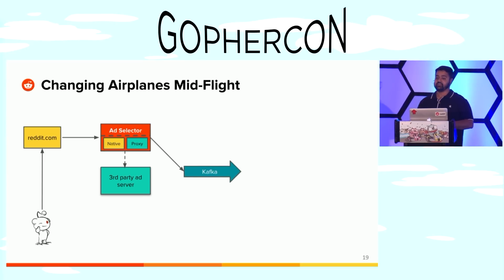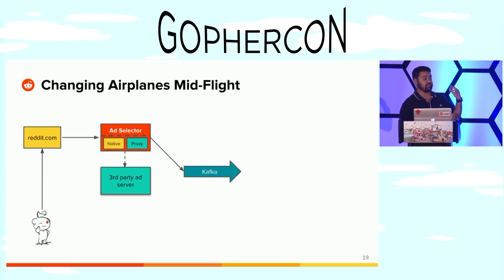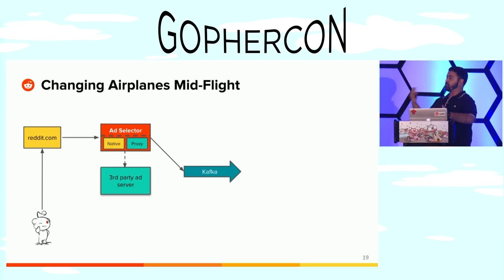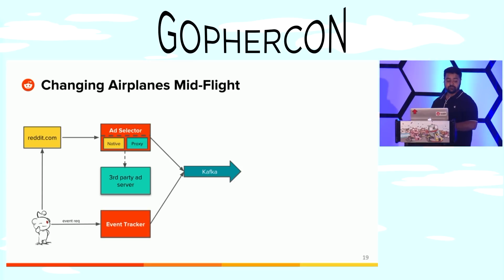So we now had Kafka events that had, for every single request, responses from this third-party ad server and our own, and we could run offline analysis on how we were doing. And we set up a framework where we could quickly keep looking at how we were doing, comparing results, and building the rest of the stack around it.